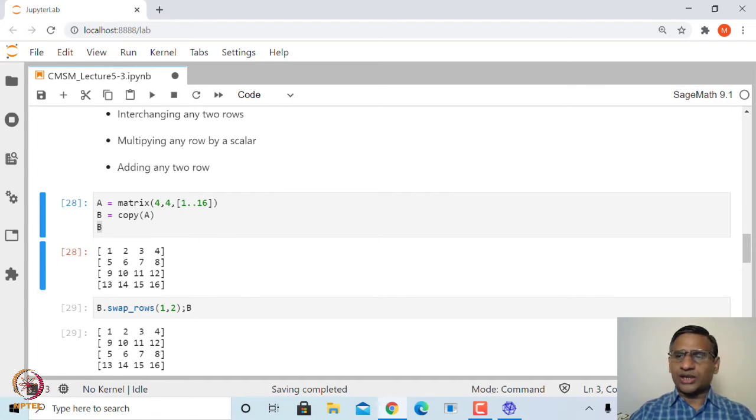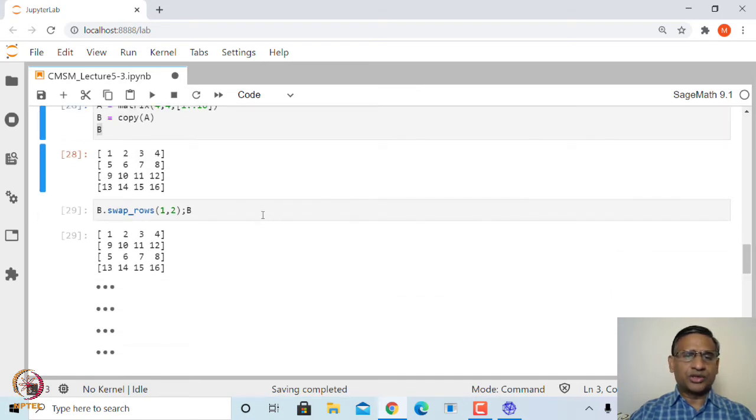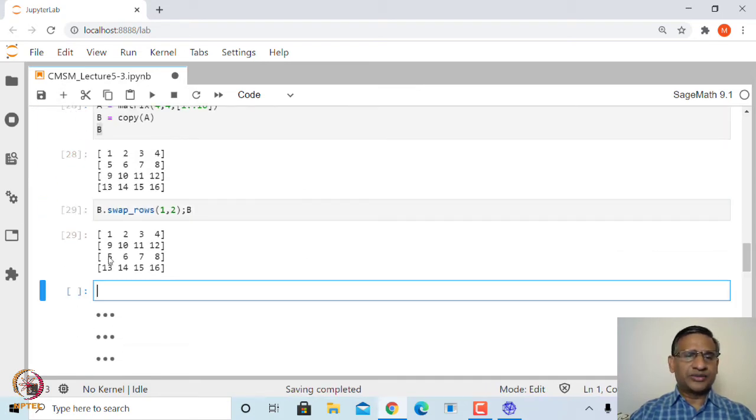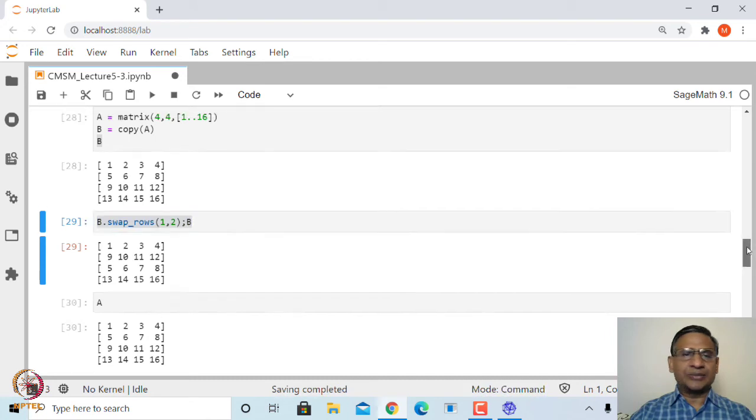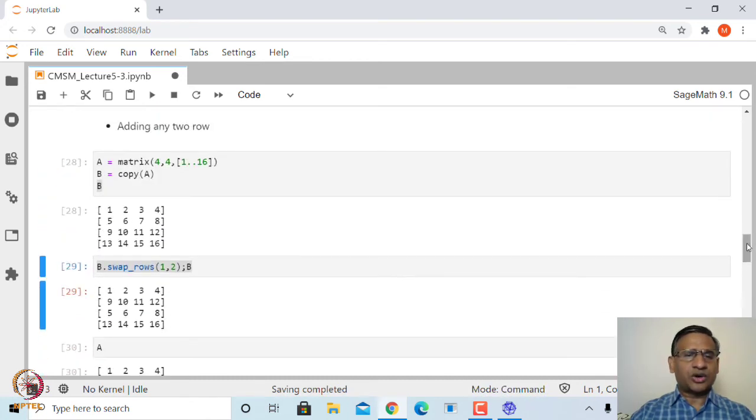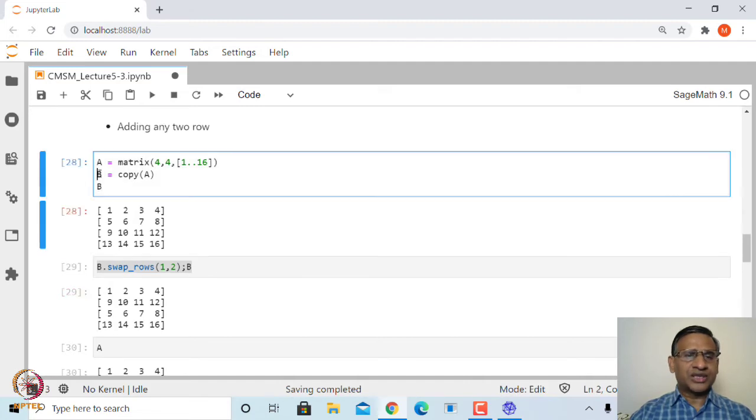Now, you can ask what has happened to the matrix A. Let me insert a cell here and ask what happened to the matrix A. The matrix A has not been changed, it remains as it is, only B has changed. Whereas, if you had declared B equal to A, then whatever operations you perform on B will also be reflected on A, so A will also change. That is the reason why we are taking a copy of A rather than declaring B equal to A, right.